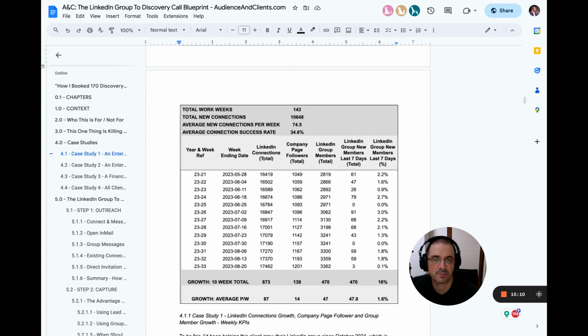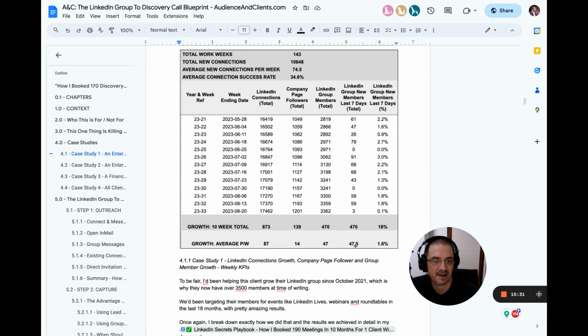What's important is the connection growth, 873 in 10 weeks. The company page followers, 139 in 10 weeks. Group member growth, 470 new members in 10 weeks. And you can see week by week, I break down exactly how that group grew.